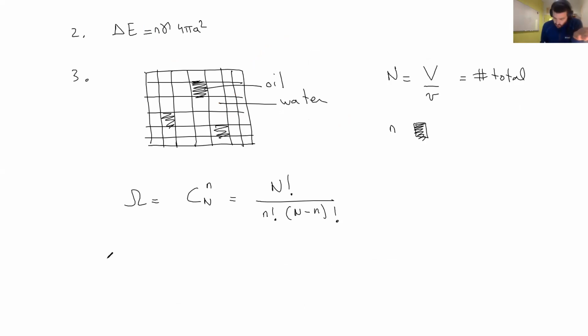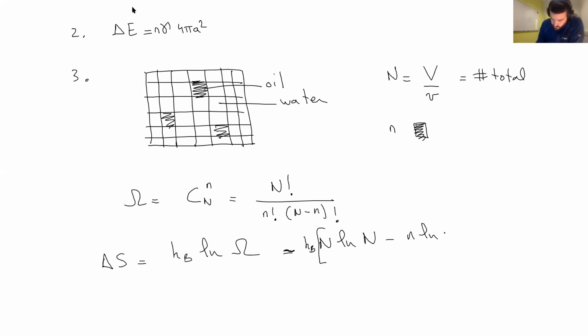And then the entropy of mixing will be obtained by this counting way. And then, if we assume that we have large numbers, we can use the Stirling formula. And so it's k_B times N log N minus n log n. Sorry, I will use the log notation. It's still a Neperian one. This is the standard way.